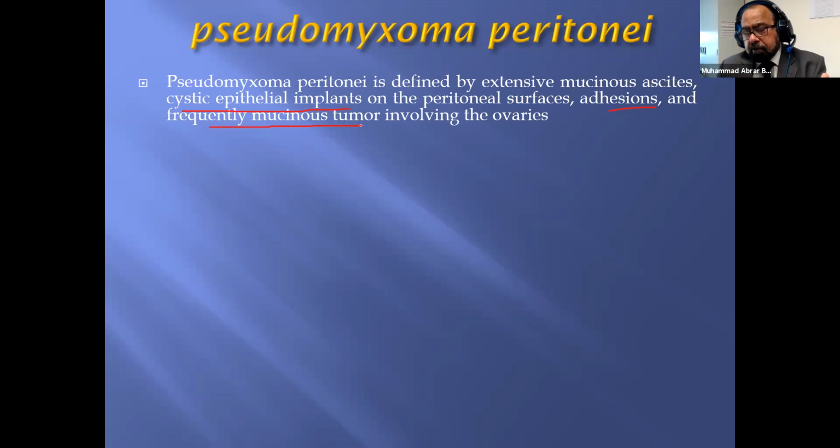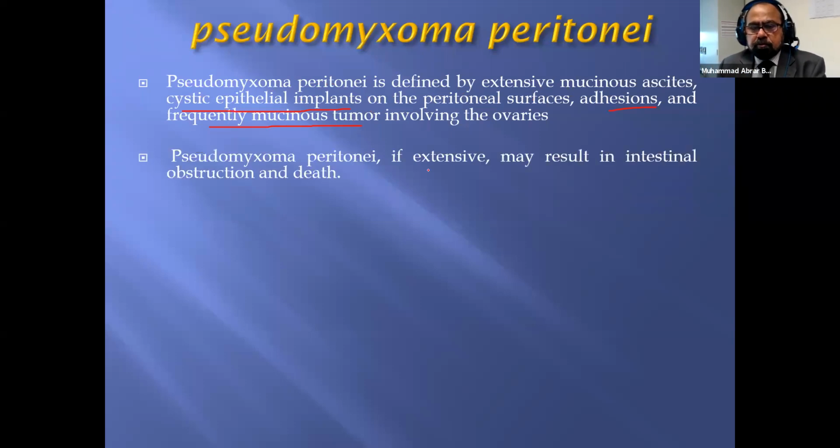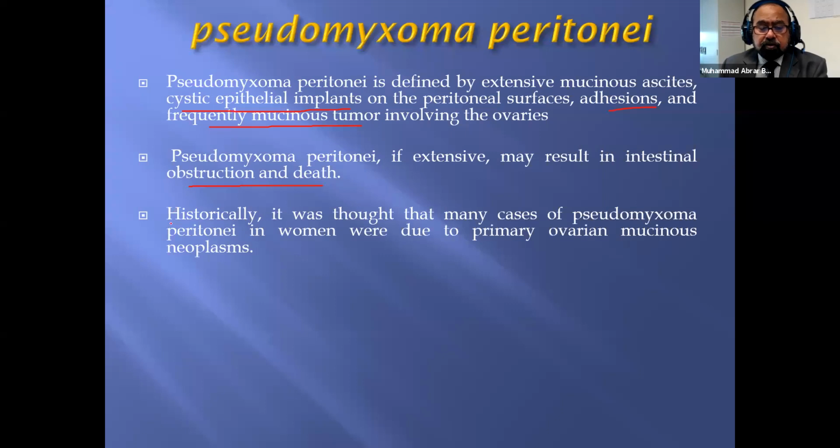So, if the same patient has mucinous cystadenocarcinoma, some of the cells come out from the ovary and form droplets on the peritoneum, forming pseudomyxoma peritonei. They will have adhesion, implantation, cystic areas, and you can see an extensive area of mucin there. This is called pseudomyxoma peritonei. If extensive, it may result in intestinal obstruction and death. They can cause intestinal obstruction and the patient can die.